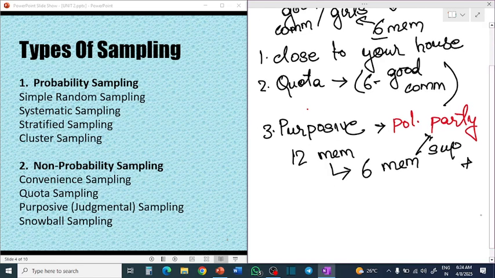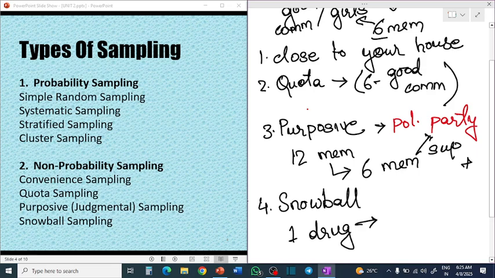Then at last we come to snowball sampling. In snowball sampling, what happens? One person or one sample suggests to you the name of another sample. For example, you are doing research on drug abuse. So one of the drug addicts will give you the number of another drug addict. The other drug addict can give you the sample of another drug addict. So this is known as snowball sampling, when one sample leads you to another sample.